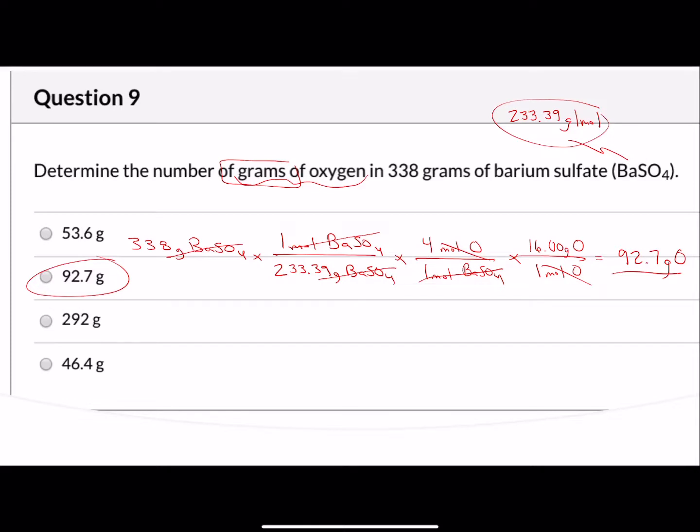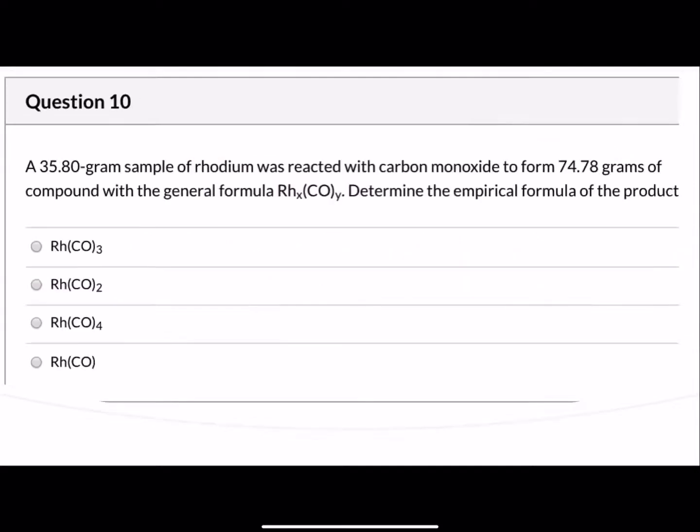Okay, let's take a look at question number 10. So question number 10 is kind of an interesting question. It says a 35.80 gram sample of rhodium, here's the elemental symbol for rhodium, was reacted with carbon monoxide. Carbon monoxide is a covalent compound. It has a formula of CO, carbon monoxide, the silent killer, right?